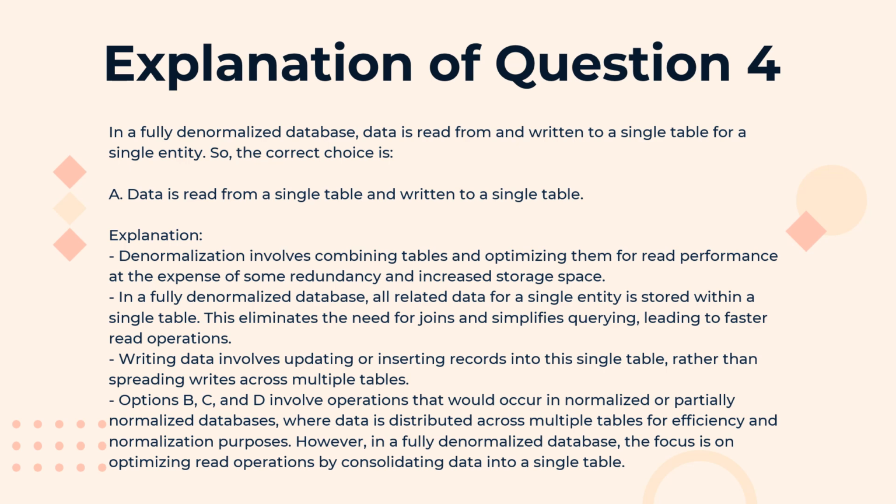Options B, C, and D involve operations that would occur in normalized or partially normalized databases, where data is distributed across multiple tables for efficiency and normalization purposes. However, in a fully denormalized database, the focus is on optimizing read operations by consolidating data into a single table.